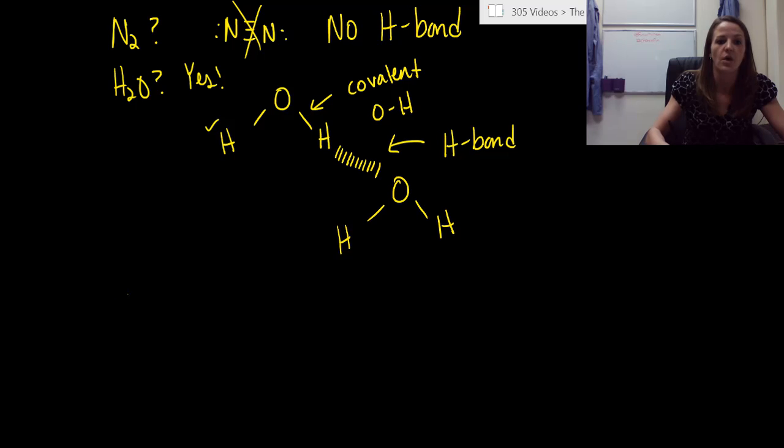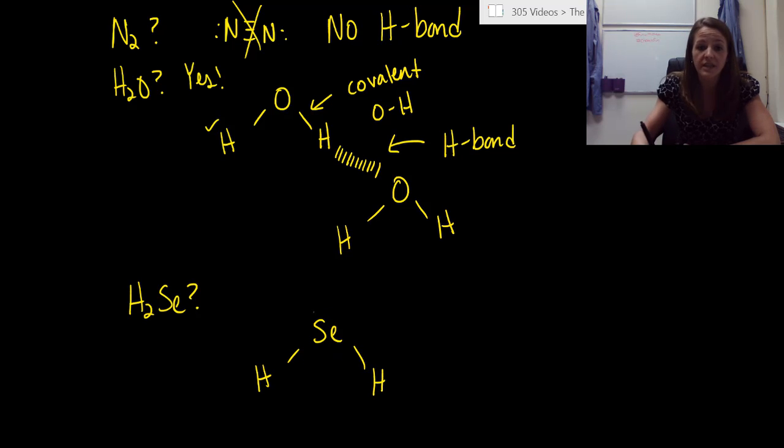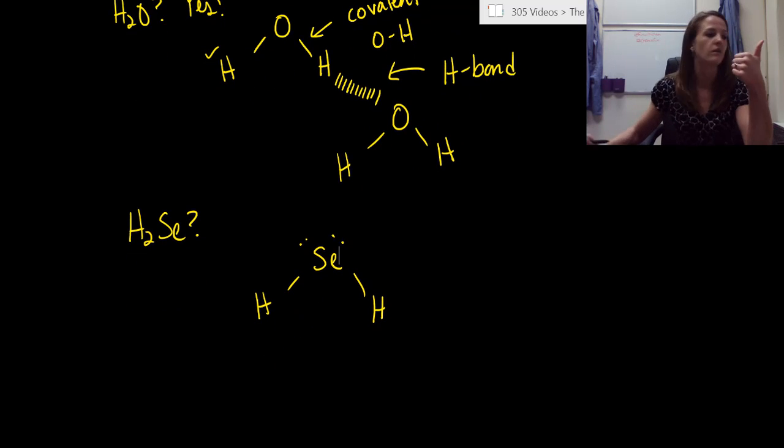All right, next question. What about H2Se? Go. All right, did you get an answer? Hopefully you did. The first thing you need to do is draw out this molecule. It has the exact same structure as water, literally the exact same structure. So 2 lone pairs, and then it's connected to 2 different hydrogen atoms. First thing you do is you draw it out. Done.